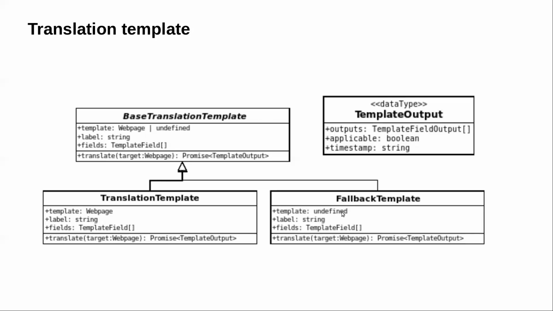And we have a special kind of template, which is the fallback template that I explained in the overview at the beginning, which does not have any template. That's why any web page template, that's why it's undefined. Remember that the fallback template is the one we use if no regular template applied for the given target web page.